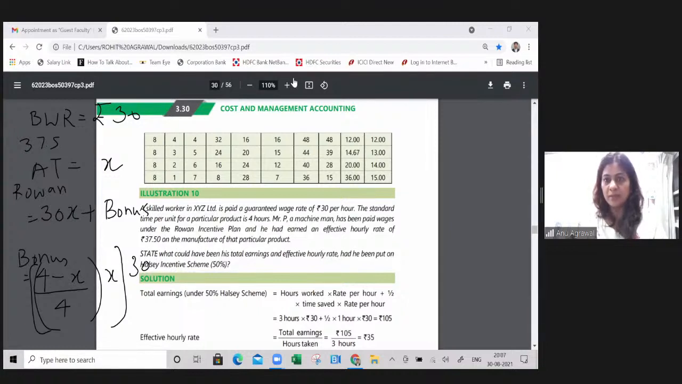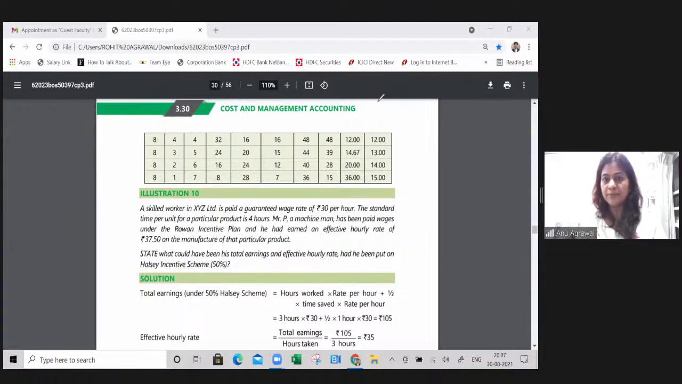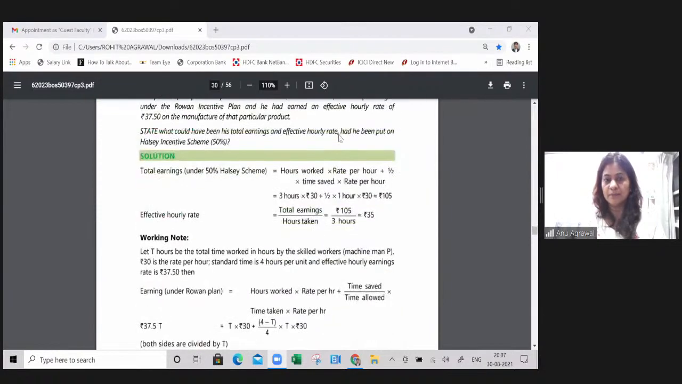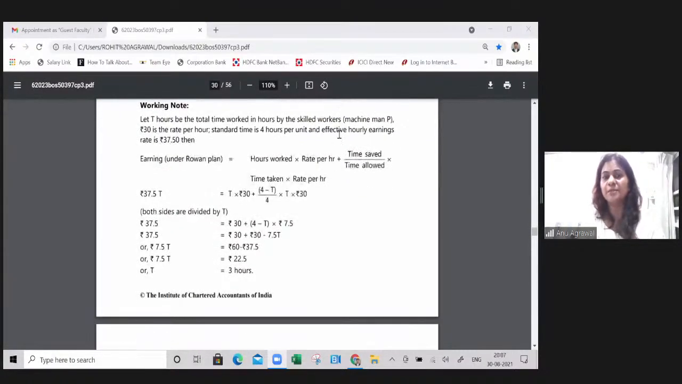Right. See, this is what Institute has done. T is the time which they have taken up, actual time, into 30. So this is 30t plus 4 minus t into the hourly rate. Both sides are divided by t, right? And they've just calculated it, right? So I think that's fine.